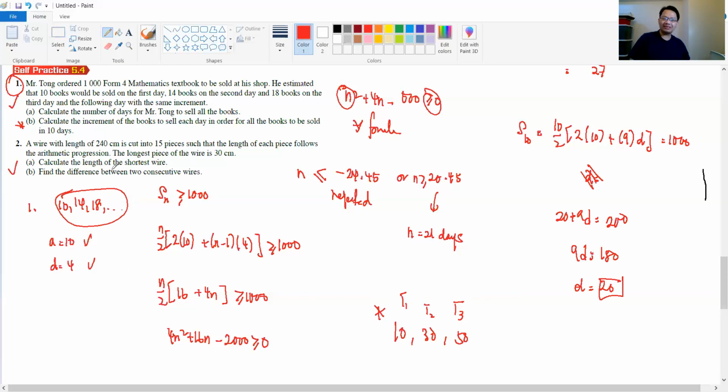Okay, so that's all for today, guys. I hope you guys understand this lesson. Now we already finished this subtopic, and we are going to learn the next subtopic, which is geometric progression, GP, the final part of this chapter 5.